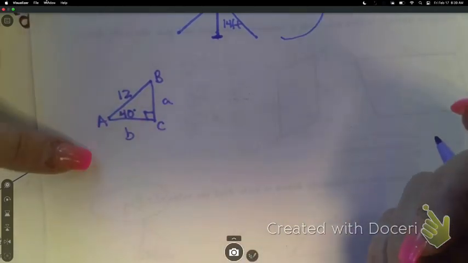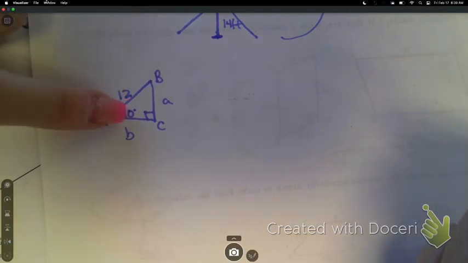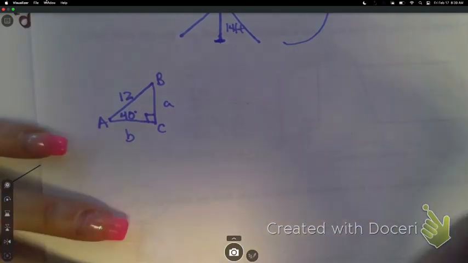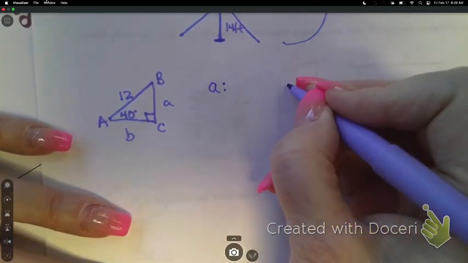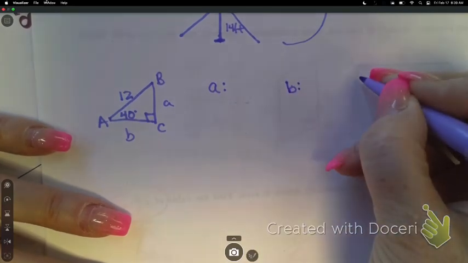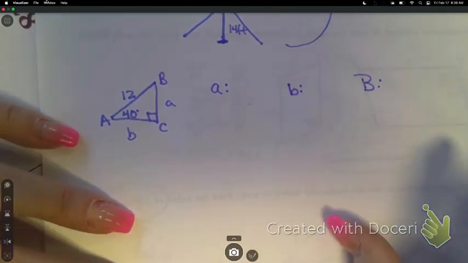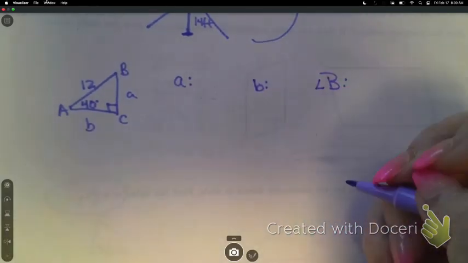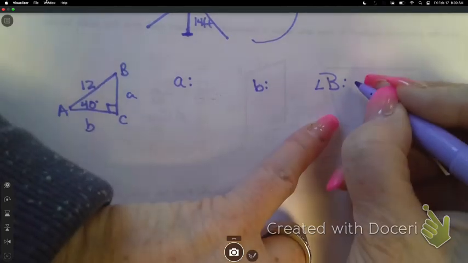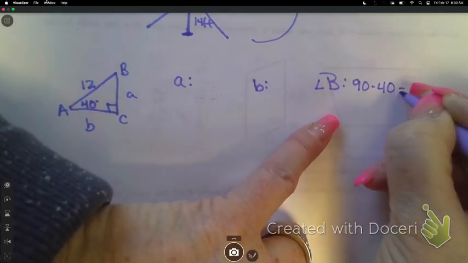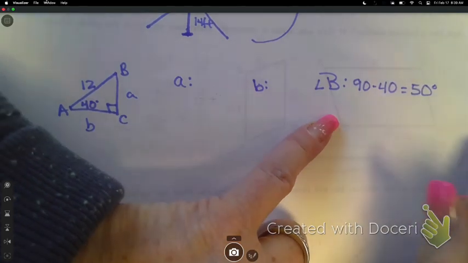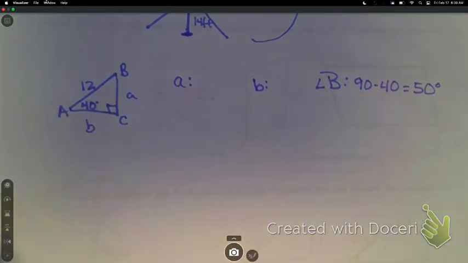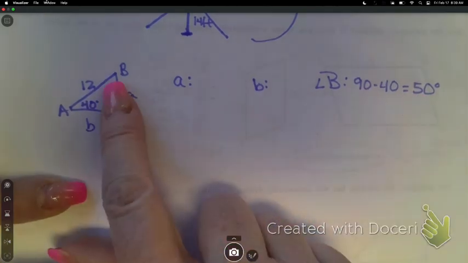So now we need to find everything. I got 12 and I got 40 and I got all my right triangle trig. And I need to find A, B, and B. What do you want to find first? B, because you would just subtract 40 from 90. So 90 minus 40, it's 50. That was easy. Now remember, the rule is use what you were given, not what you find, unless you have to. So just because we found angle B doesn't mean we're going to use angle B.